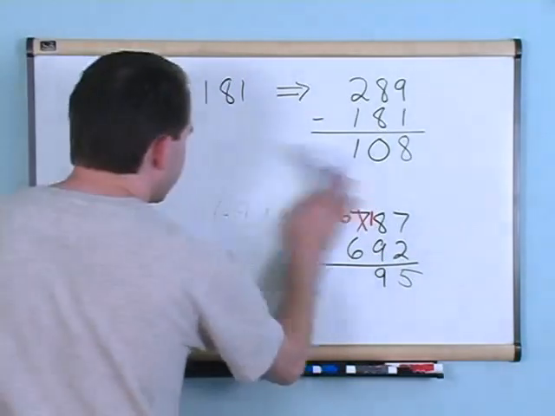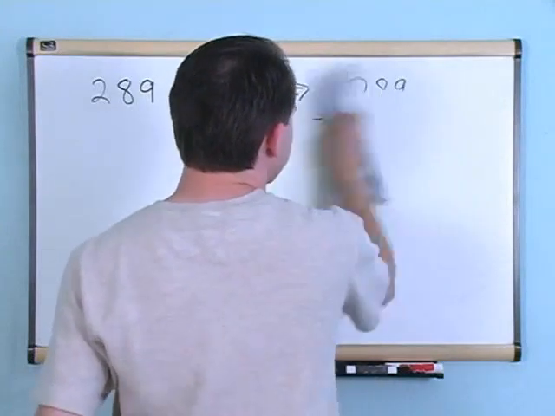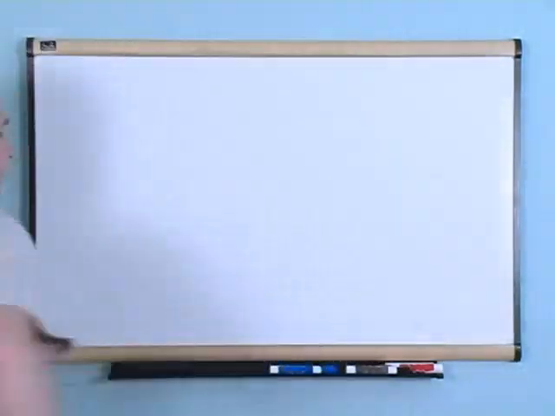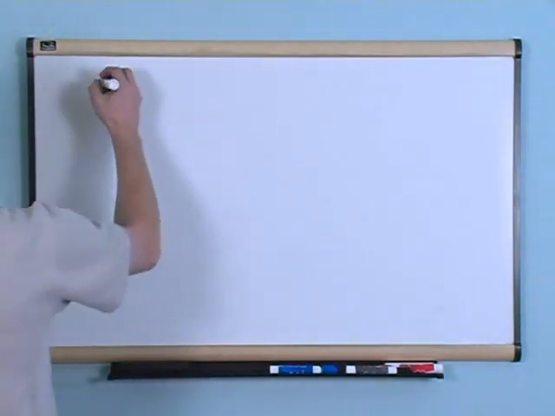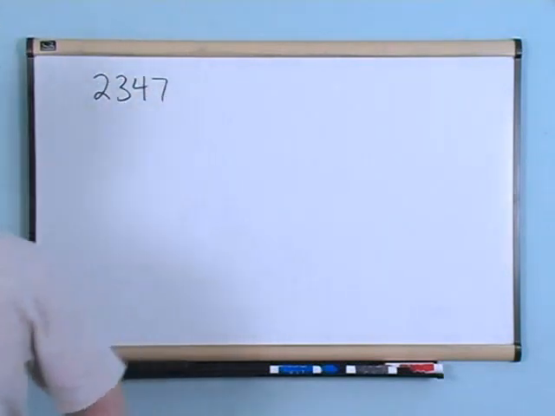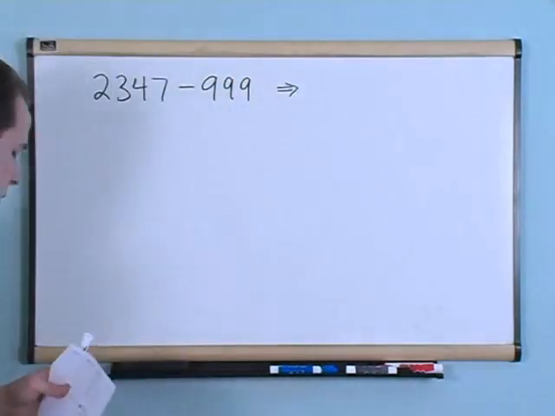So you see, I'm just working a lot of different problems, not really because they get harder. They don't really get any harder. It's just because it's like riding a bike, like I was telling you before. You have to work through a lot of these things in order to be really good at them. And so that's what we're doing. We're just working through a lot of problems. So let's do some bigger numbers here. What if we had 2,347 minus 999?